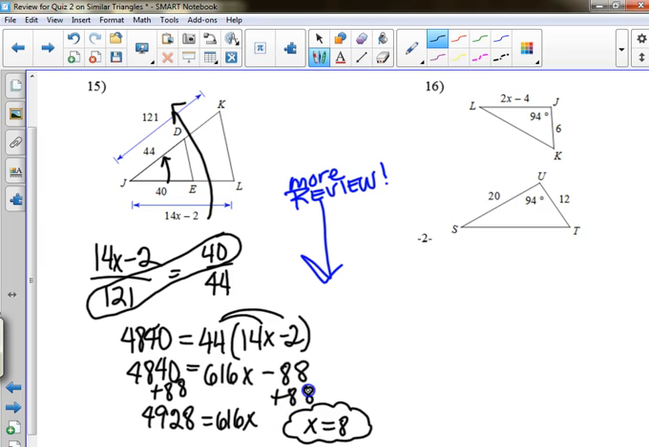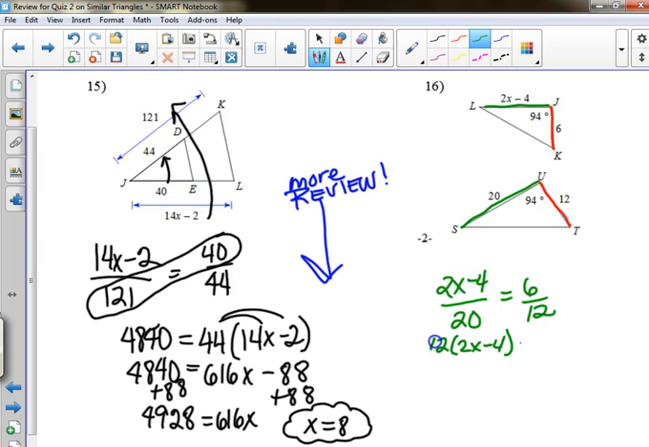All right, one more time. On this triangle up here, we have a 94 and a 94, and they're telling us in the directions they're similar, so we're going to take this little side 6 is to 12 as this 2x minus 4 is to 20. Big algebra again. 12 times 2x minus 4. 20 times 6 is 120.